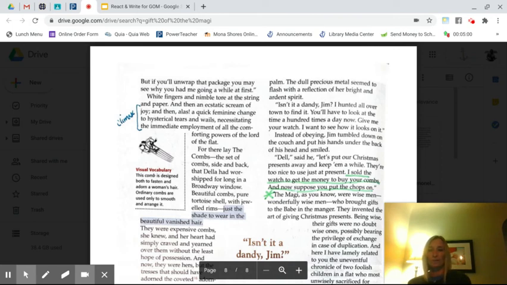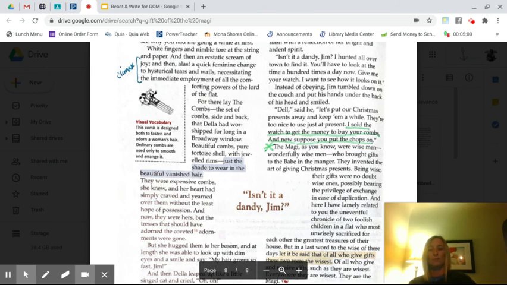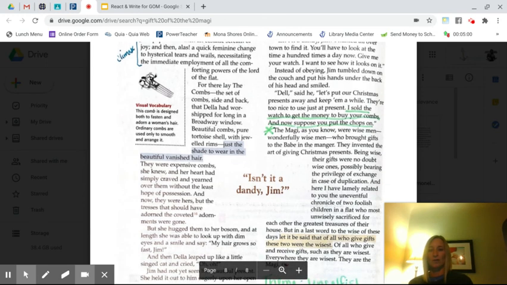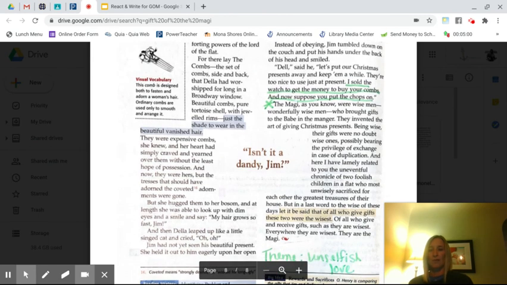But if you unwrap that package, you may see why you had me go on a while at first. White fingers and nimble tore at the string and paper, and then an ecstatic scream of joy, and then, alas, a quick feminine change to hysterical tears and wails, necessitating the immediate employment of all the comforting powers of the Lord of the Flat, for there lay the combs. The set of combs, side and back, that Della had worshipped for long in a Broadway window. Beautiful combs, pure tortoise shell with jeweled rims, just the shade to wear in the beautiful vanished hair. They were expensive combs, she knew, and her heart had simply craved and yearned over them without the least hope of possession. And now they were hers.